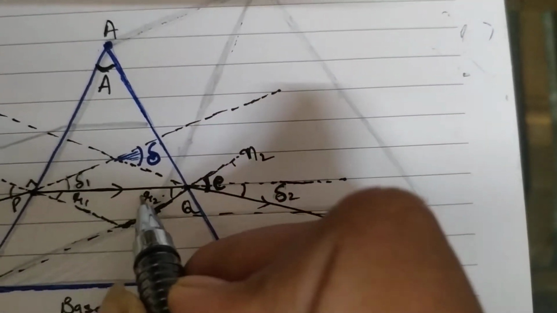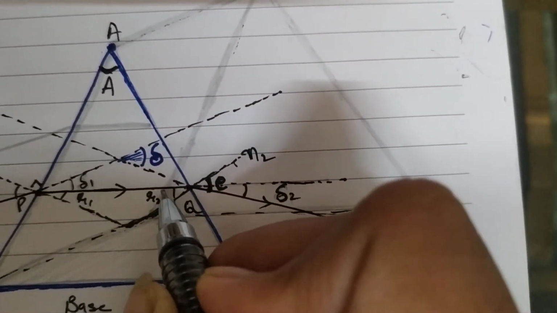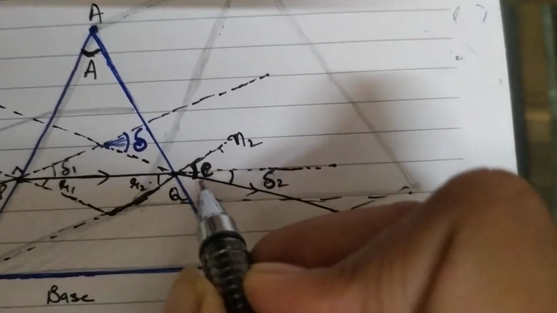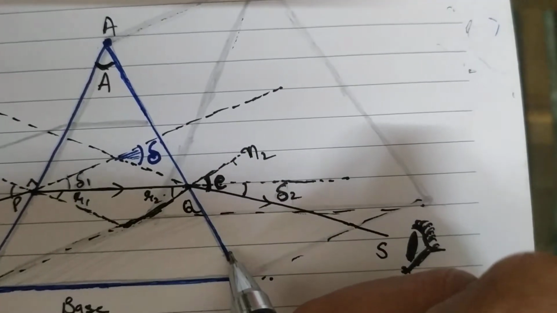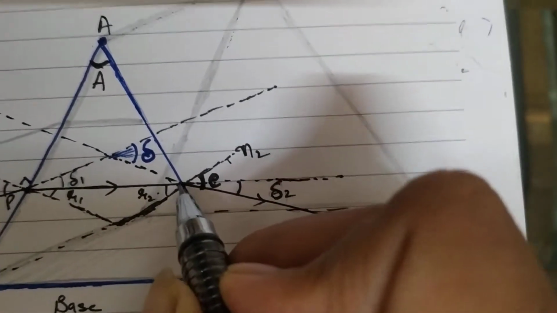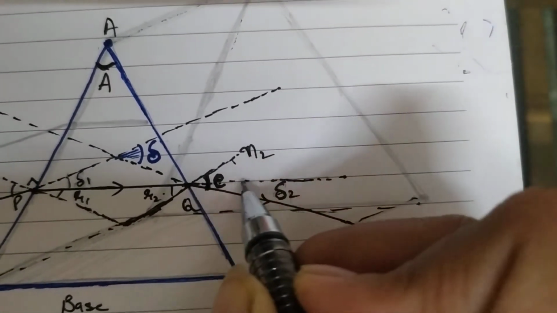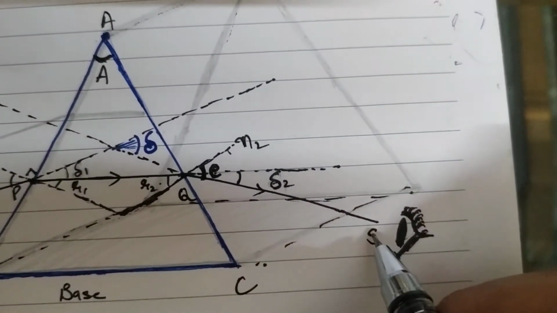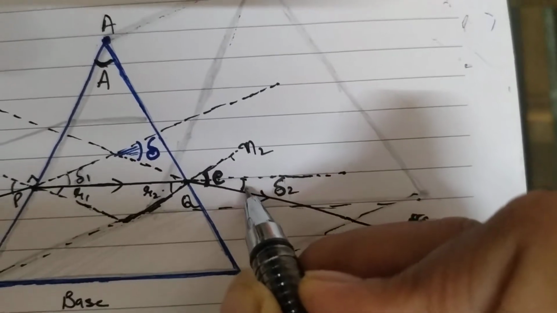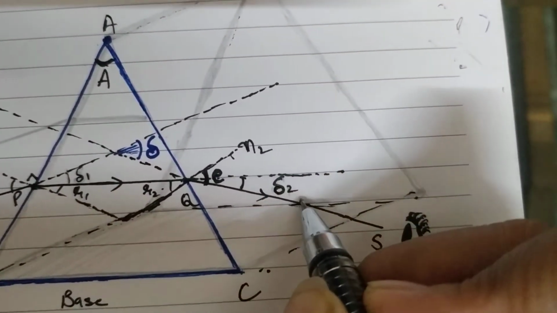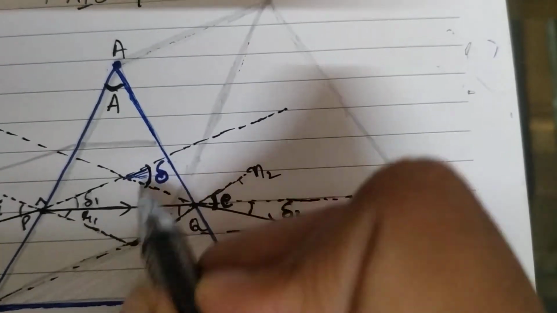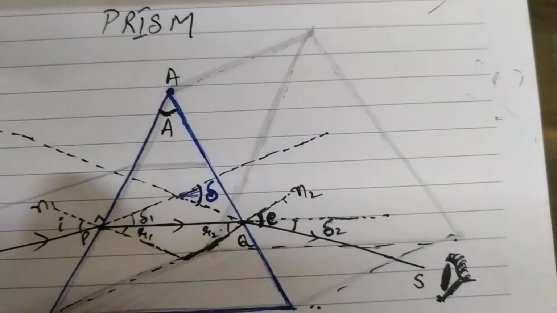This is called the first deviation. Secondly, the same ray which was traveling in the medium was intended to go straight in this direction, but again due to change of medium, refraction has taken place, and the ray which was intended to go in this direction bent in this particular direction, QS. So it bends by this angle, which is called the second deviation angle. Then the third deviation. What is this angle?